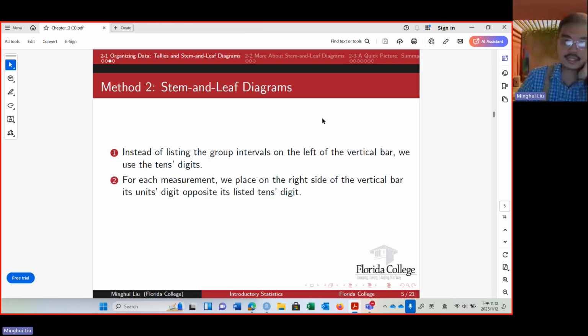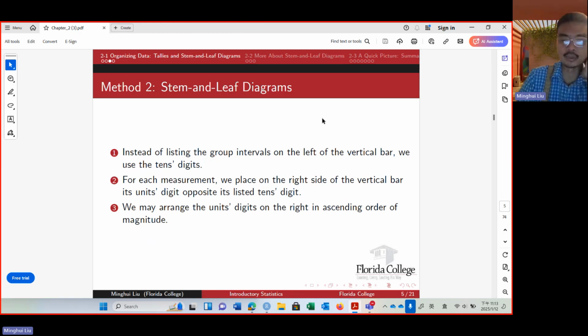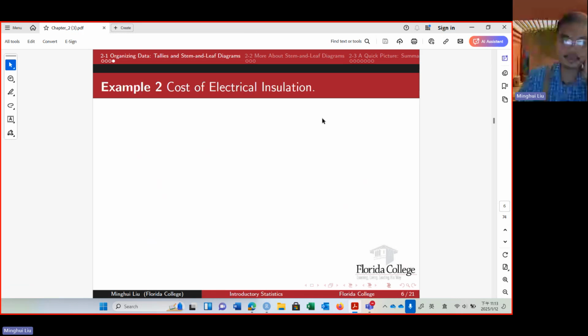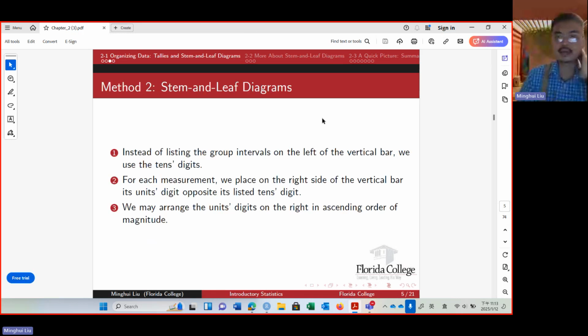And then we'll place the unit digits on the right-hand side of the vertical bar, opposite to this list of 10 digits. Basically, we just put one digit next to it. We can also arrange the units digits to the right in ascending order if necessary. It is not required, but in a lot of cases, it makes the diagram look better. So this is the stem and leaf diagram.